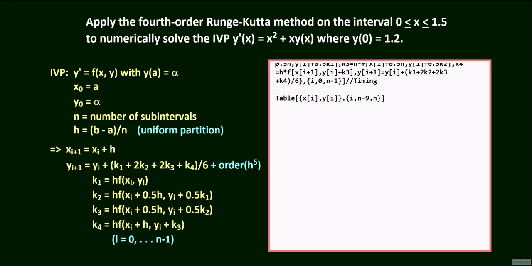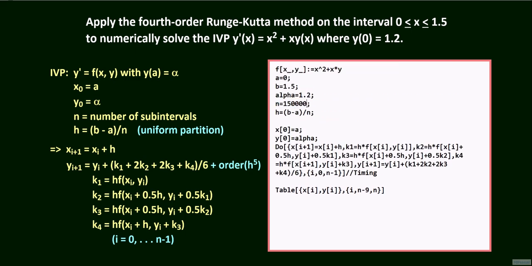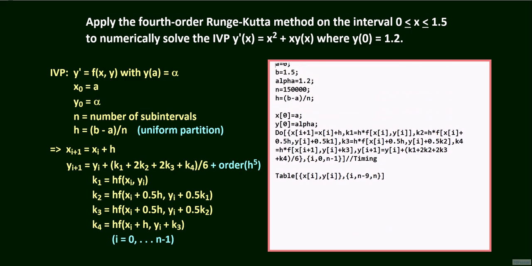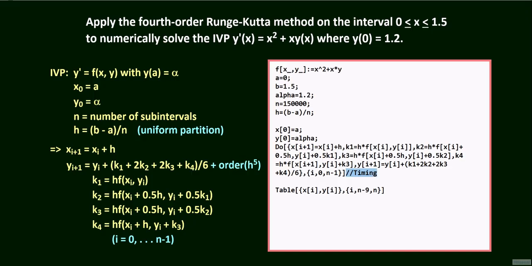Let's increase the number of points to 150,000 so that each step size is 10 raised to the minus 5 power. We execute the code. It took this much longer to determine all the points. This is the approximation of y of 1.5, which up to 6 significant digits matches the one we obtained for n equals 1500. We now plot the points for n equals 150,000. We no longer need the Timing command.